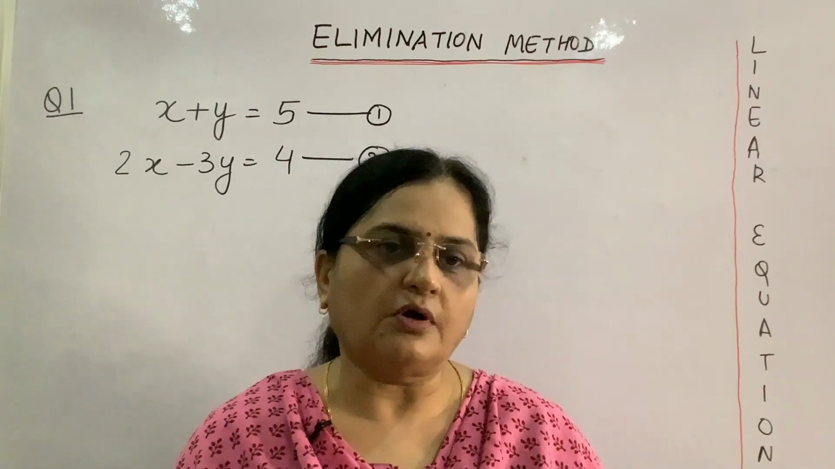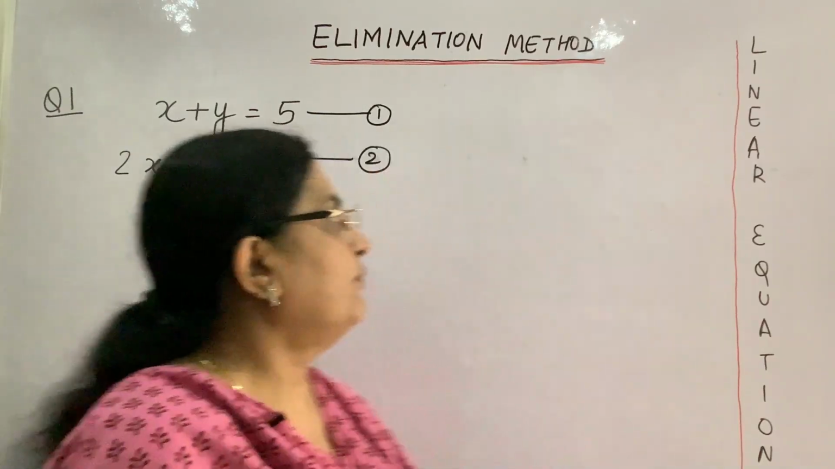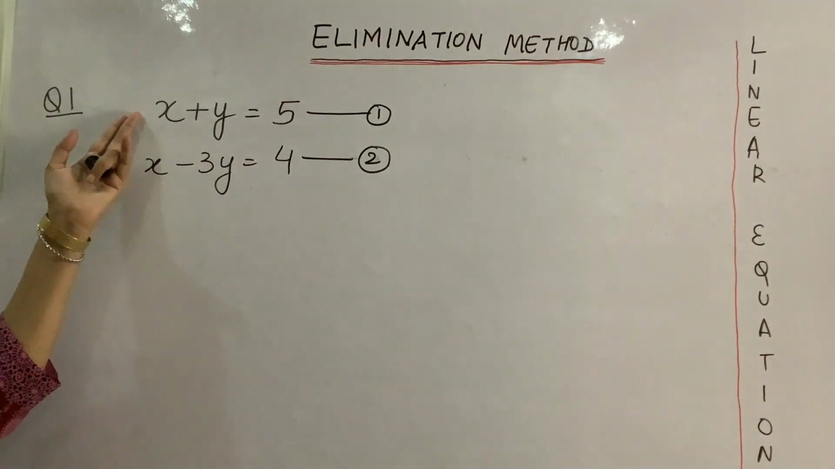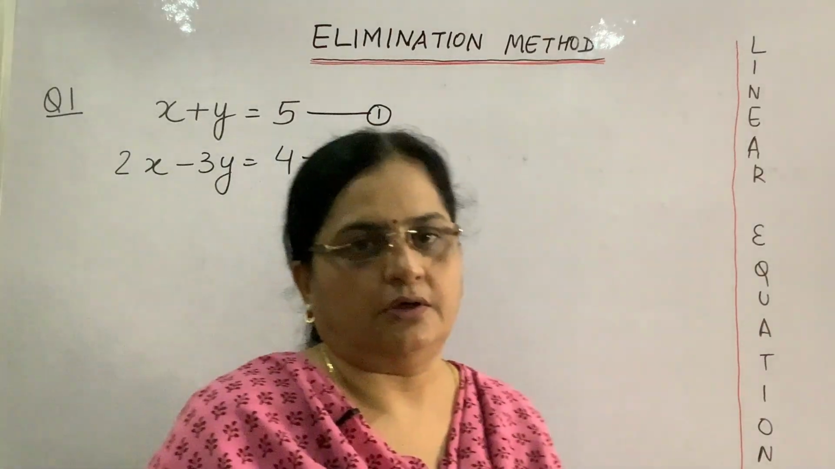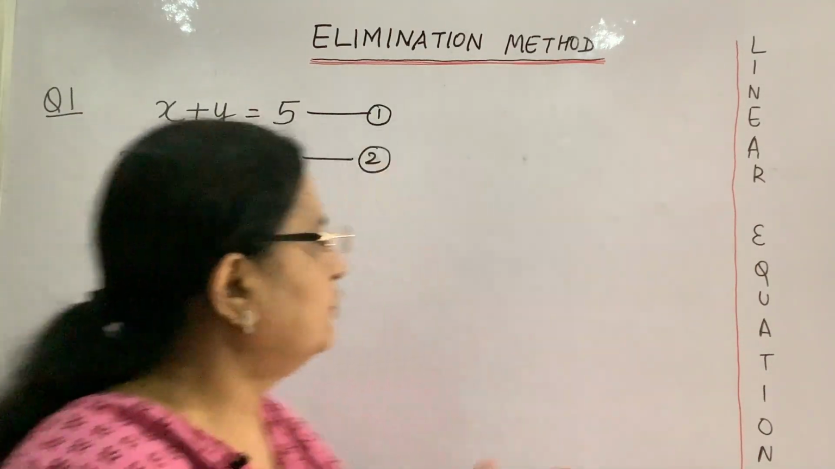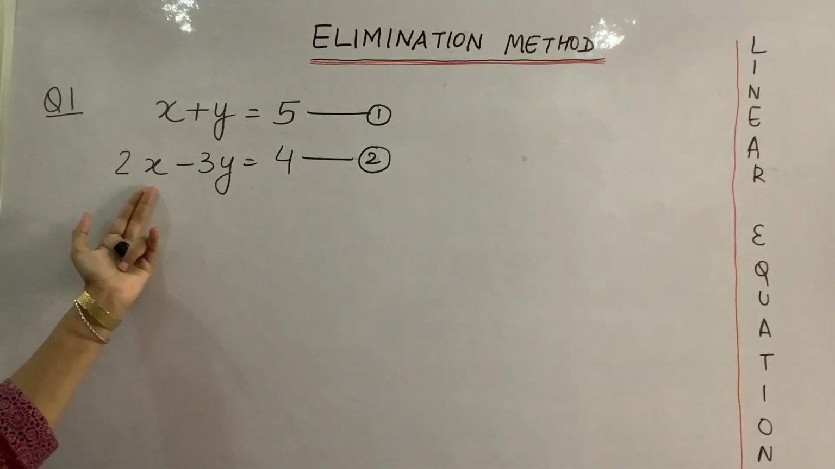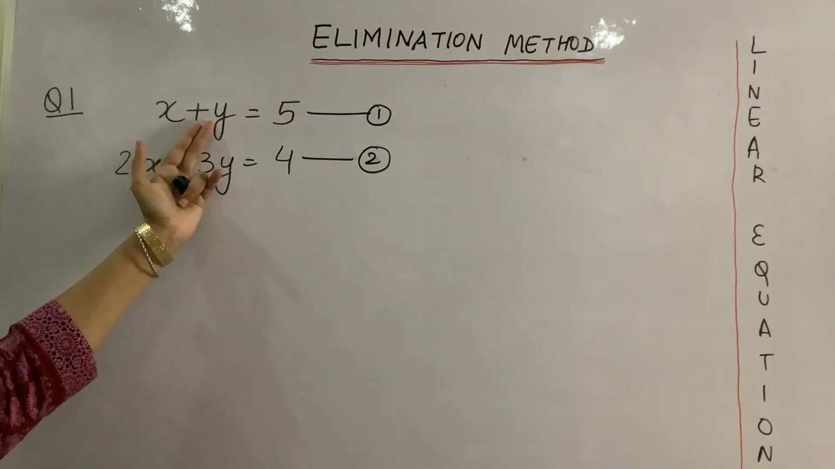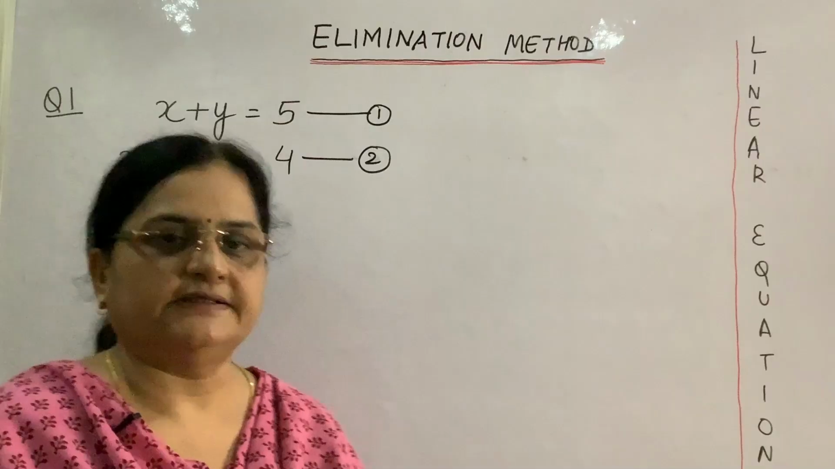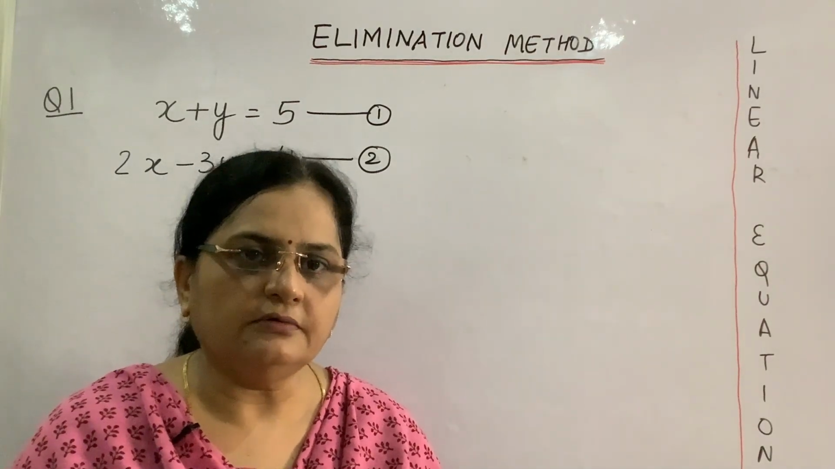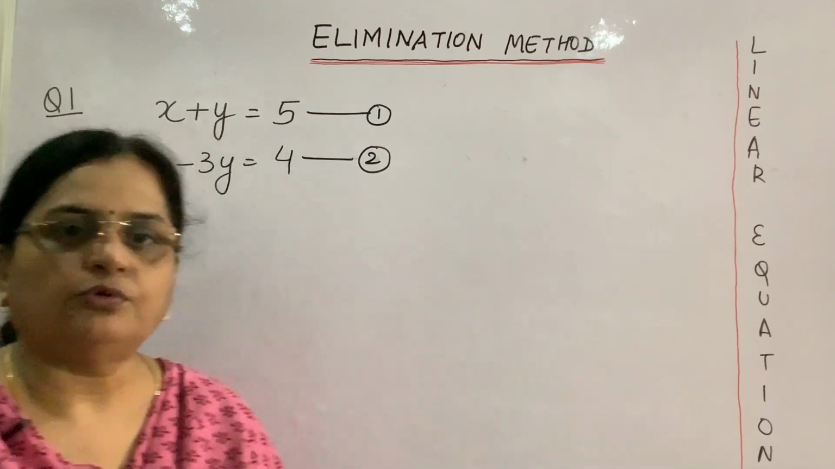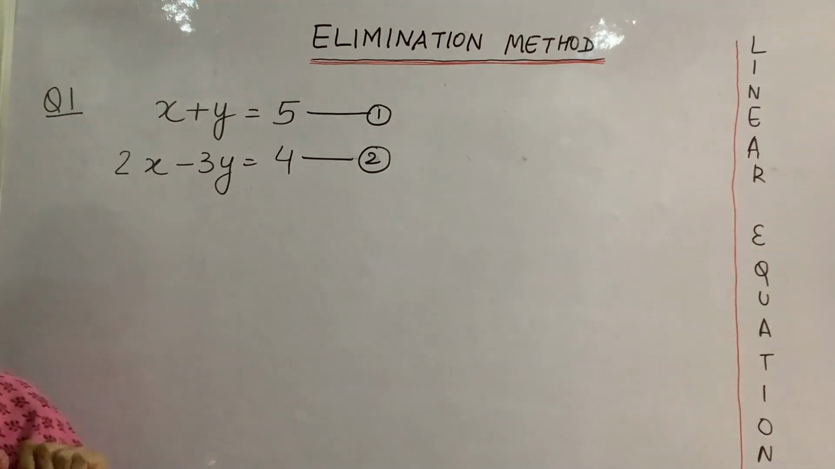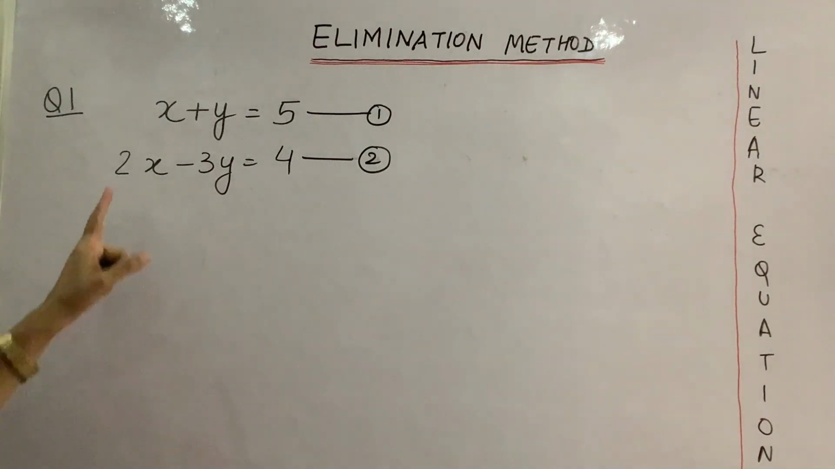So according to what we studied, we have to see whether the coefficients of any of the variables are equal or not. They are not equal. Over here the coefficient is 1, over here the coefficient is 2. Here the coefficient is plus 1, here the coefficient is minus 3. So what are we required to do? We have to equate the coefficients, make any of the coefficients equal. How to make the coefficients equal? Over here it is 2x, over here it is x.